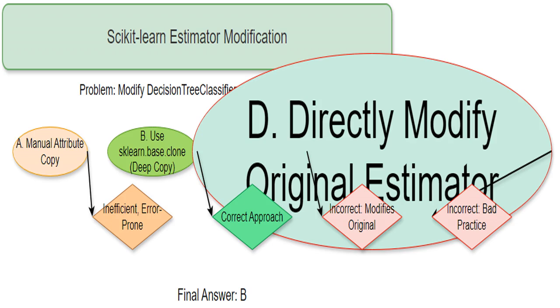This is wrong. A shallow copy only copies the references, not the actual data. Imagine two labels pointing to the same underlying data. Changing one automatically changes the other. Modifying the shallow copy would modify the original classifier. This violates the requirement of leaving the original untouched.